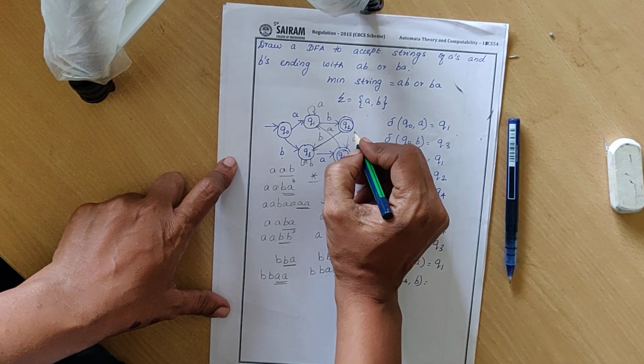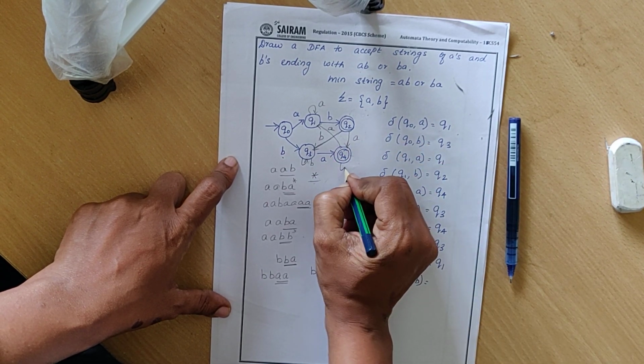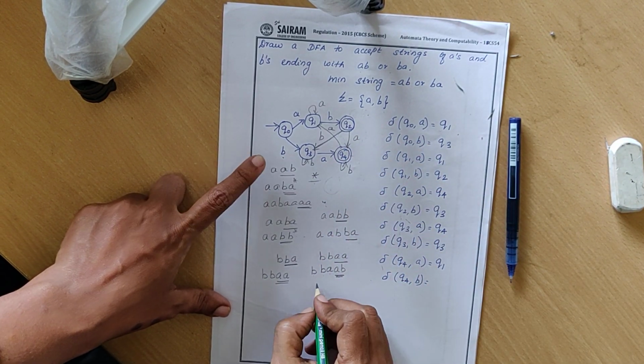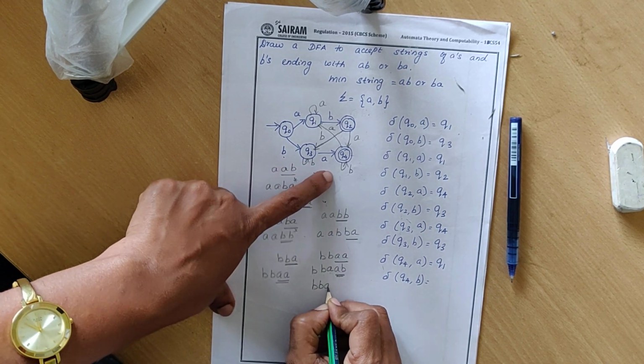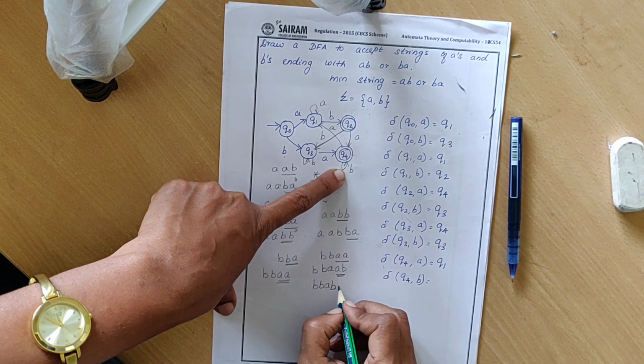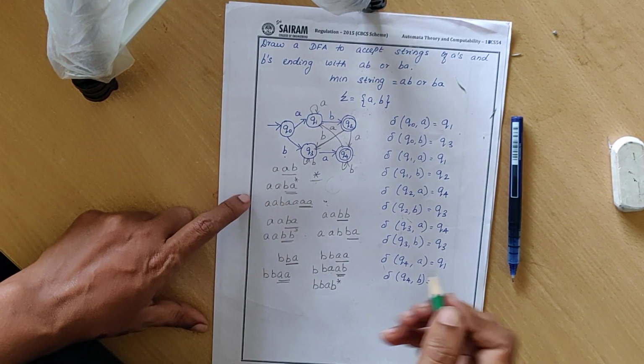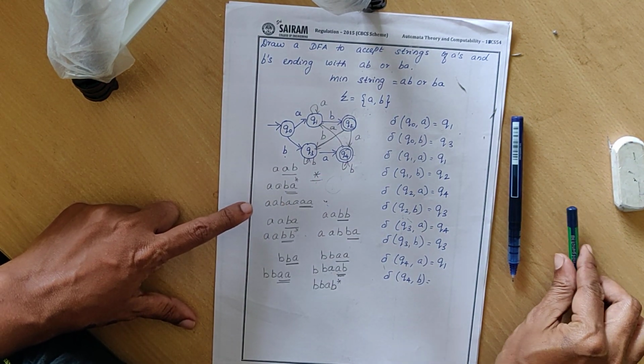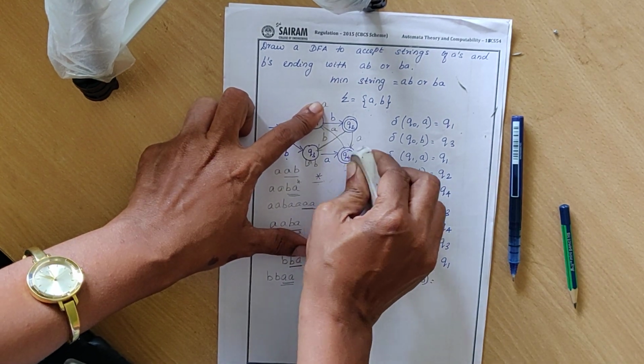Next, Q4 comma B. I'll check with self. I'll write the string B, A, B, that is B star, so I can have n number of B's. So it won't end with AB or BA, so this marking is correct.